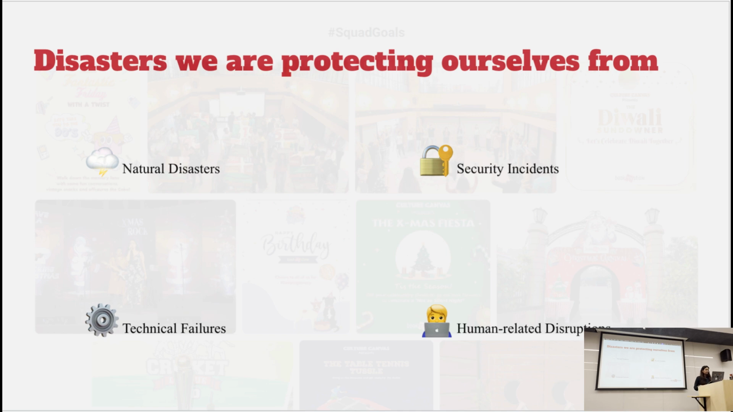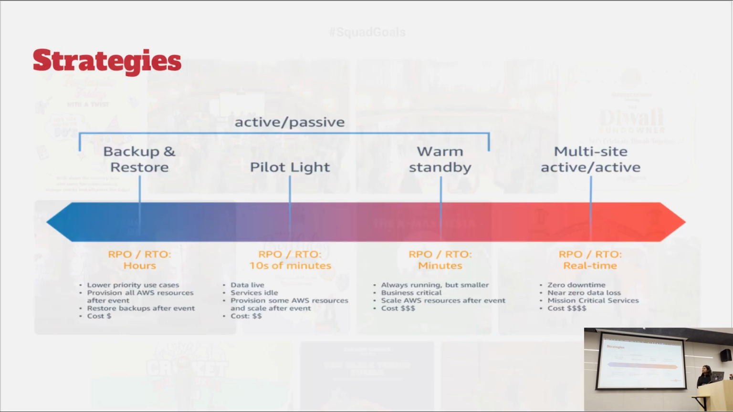Now we know what is RTO, what is RPO, what are the disasters we are protecting ourselves from. The next question that arises in our mind is, how do we do that? What would be the strategy that we will be using to do all these things, right? So if you see here, the major strategies that we use are broadly classified into two parts. One is active passive and another is active active. When we talk about active passive, it is further divided into three major categories: backup restore, pilot light, and warm standby. Whereas for active active, we have multi-site.